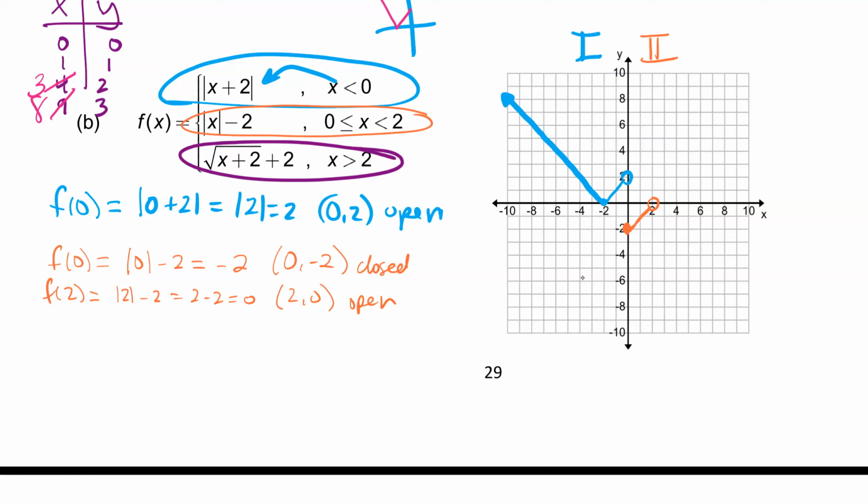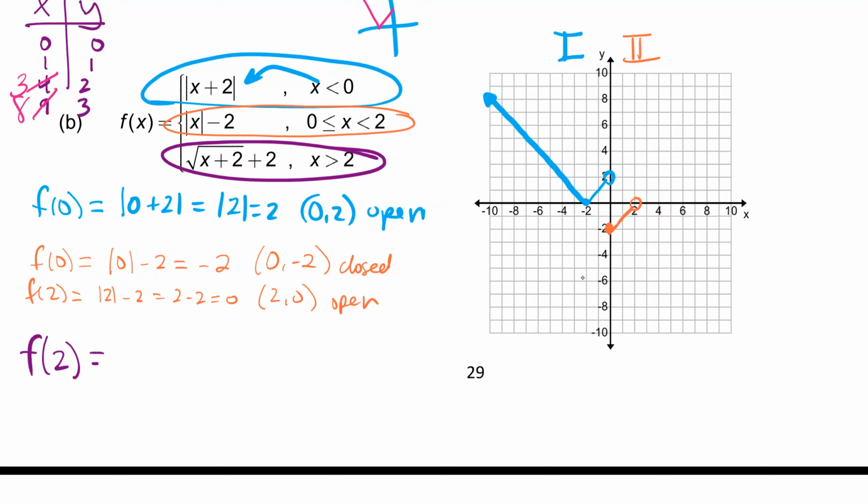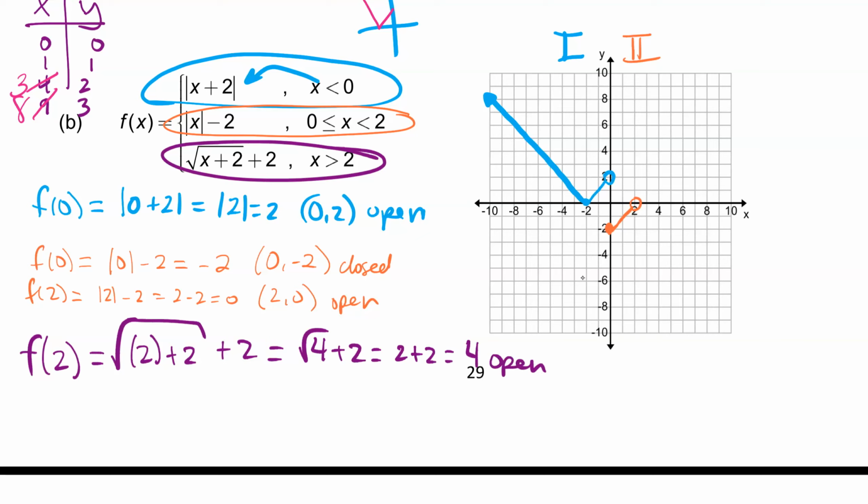So let's see what the actual, I know this is going to be a hole because when x equals 2, I'm in the middle, right? The orange one. But I'm going to have an open circle. Let's see what the y would be when x equals 2 is actually using the bottom function. So let's find what f of 2 would be. Square root of 2 plus 2 and then plus 2. Square root of 4 plus 2, so that's 2 plus 2. Oh my gosh, so much math. 4. So this should be a hole, right? An open circle at 2 comma 4.